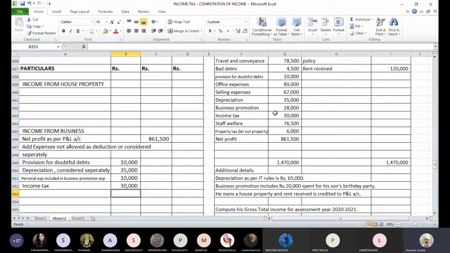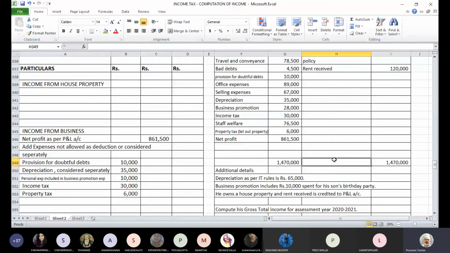Next is a property tax, which relates to let-out property. Now this property tax is not for business premises, but it is for other property whose income or rent is going to be taxed as income from house property. So under the head income from business, we have to disallow this. So add property tax because it is not related to the business or profession. So amount is 6,000 rupees. So we have added back property tax because it is not considered as part of income from business or profession.